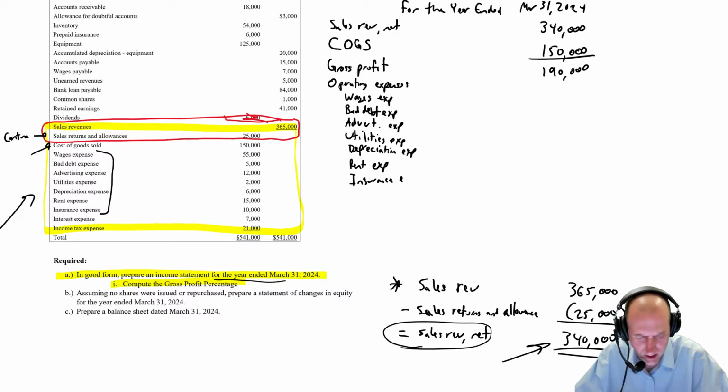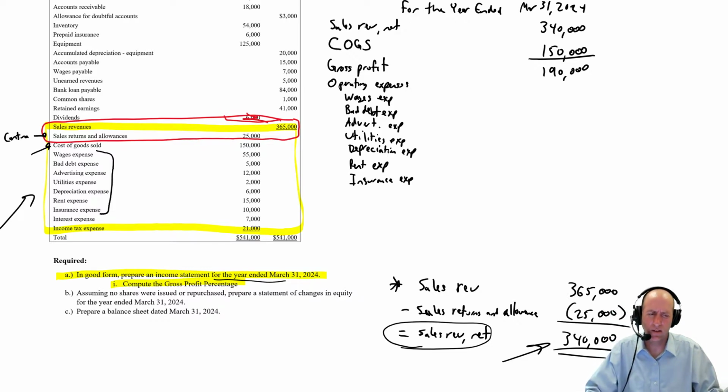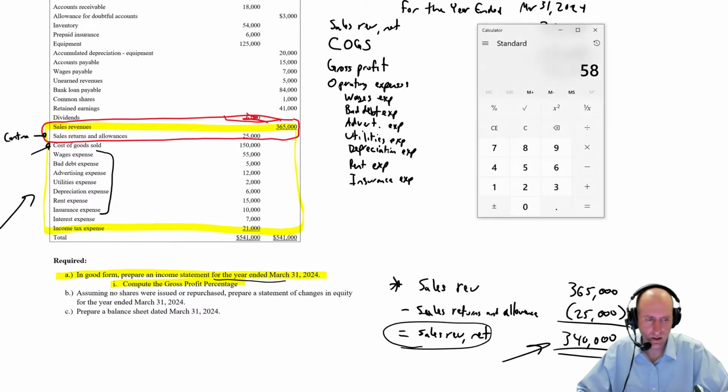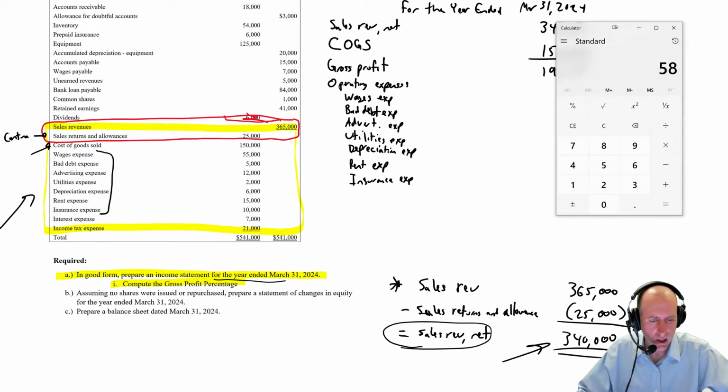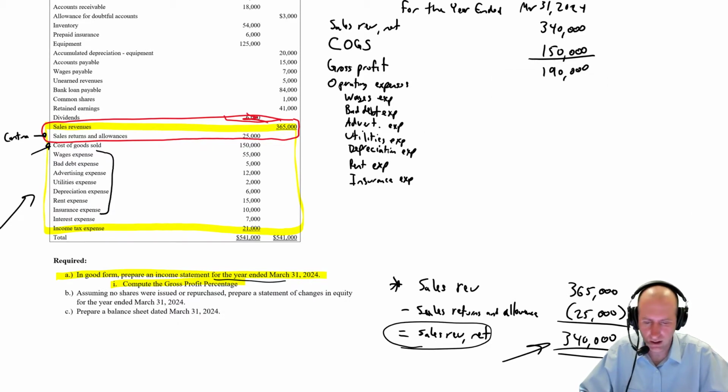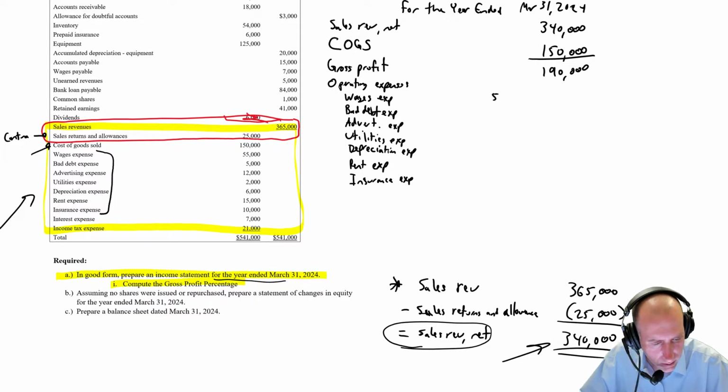These are all operating. Sometimes a student will ask, is insurance really a part of the day-to-day business? The answer is yes, you need insurance to run a business, so it is no question an operating expense. I've pulled up my calculator, and I have to put the numbers down. Wages were 55.